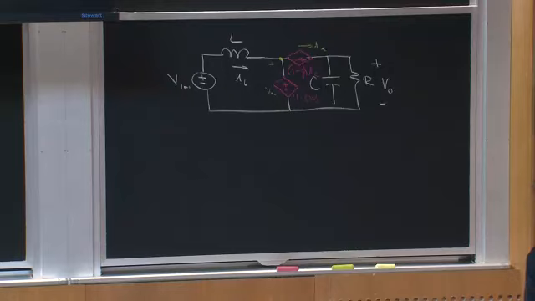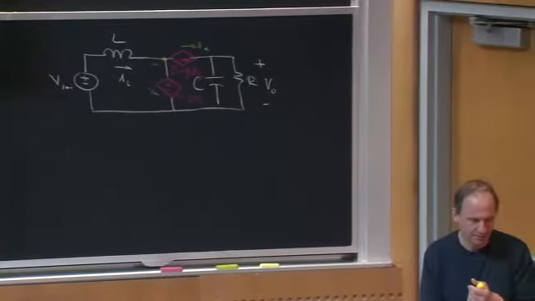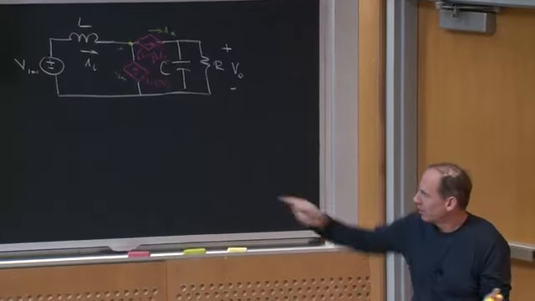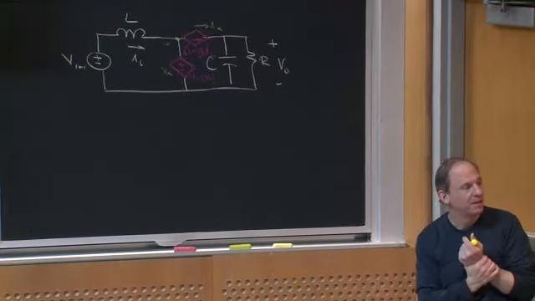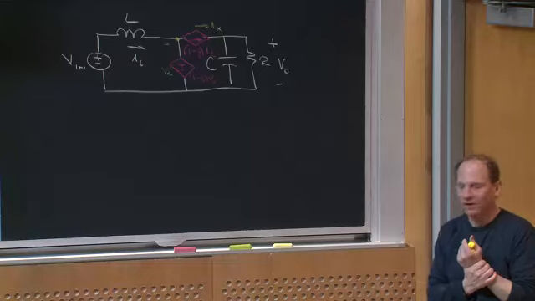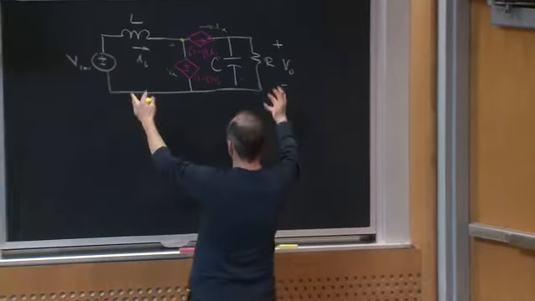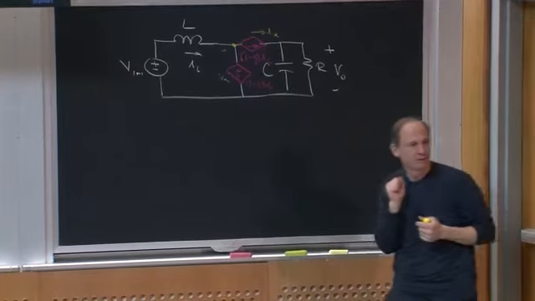But I want to get rid of the switching. So let me just go average this circuit. I'm going to apply that operator to that circuit. And what do I know? Well, I know that if I apply the operator to the circuit, the topology of the new circuit doesn't change. Why?